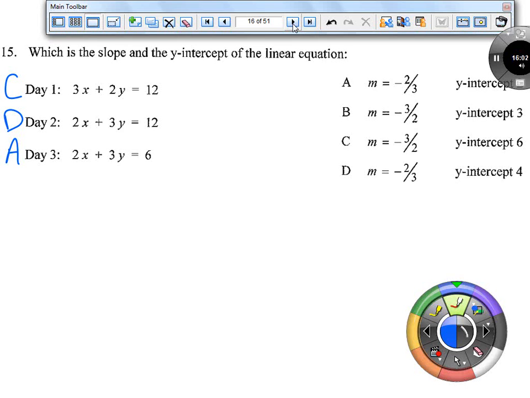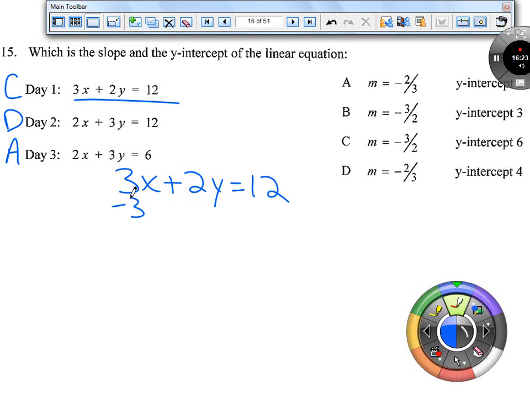Okay. So the slope and the y-intercept. It's hard to tell the slope and the y-intercept without putting it into slope-intercept form. So we need to do a little bit of work on this day 1. Let's go ahead and do a little work on this one to get it into good slope-intercept form.